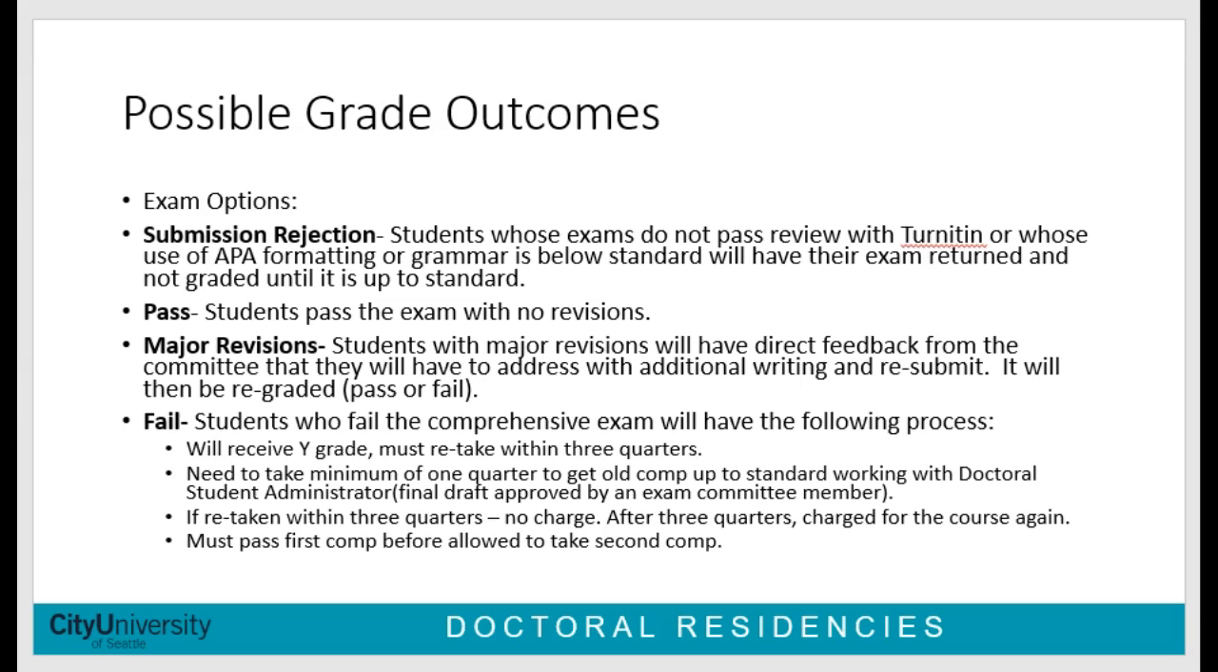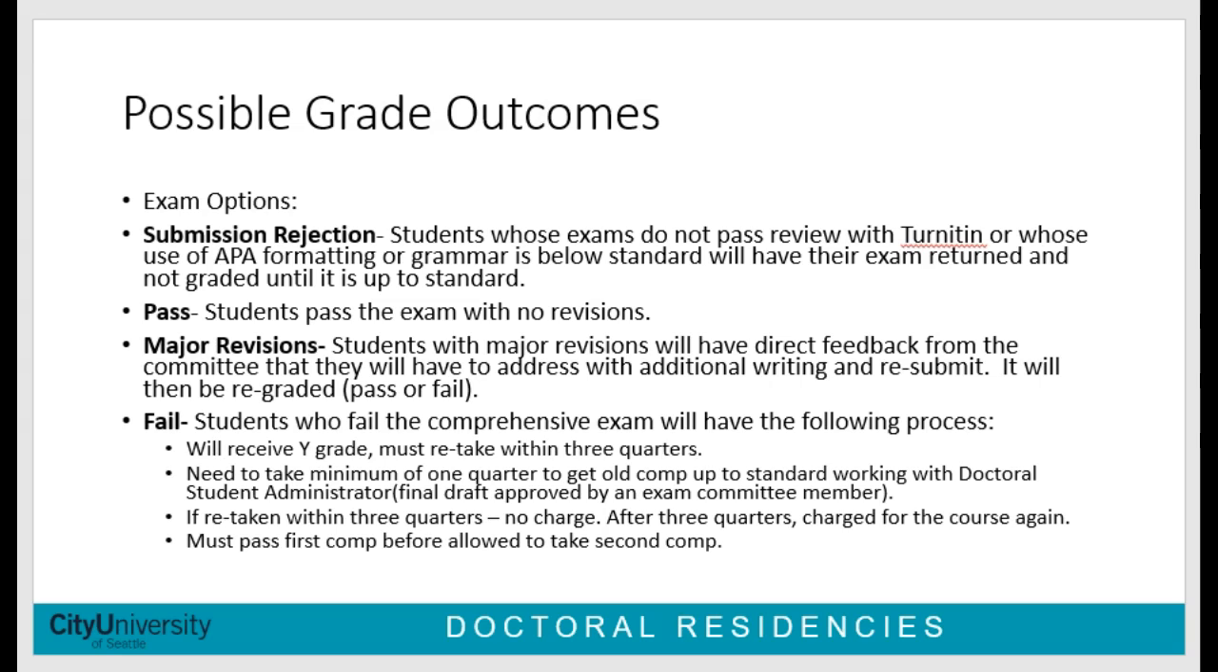There are some possible grade outcomes. Your submission could be rejected. If the exams don't pass Turnitin or SafeAssign, or they're not formatted properly, then they will be rejected. You can pass your exam, of course, with no revisions. You could have major revisions, which means that we will request that you rewrite those papers and make the additions or edits that we feel like you need to make in order for it to pass, or you will fail.